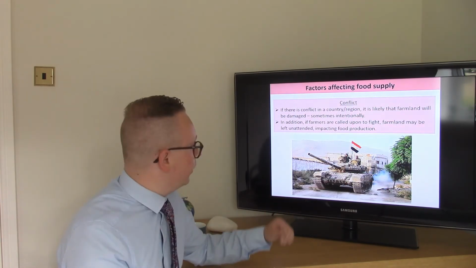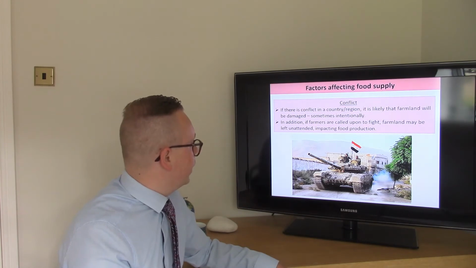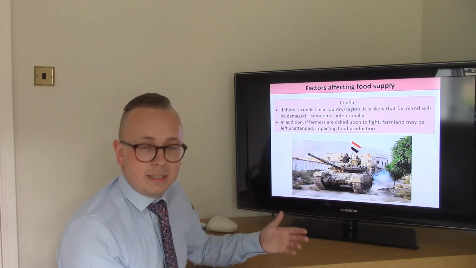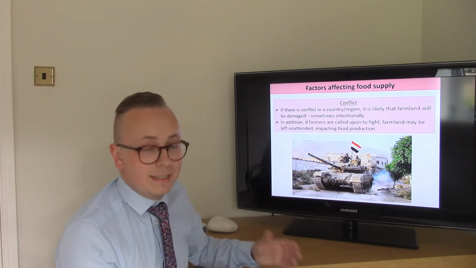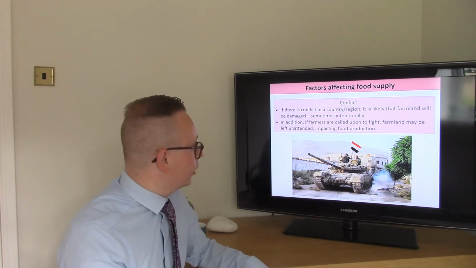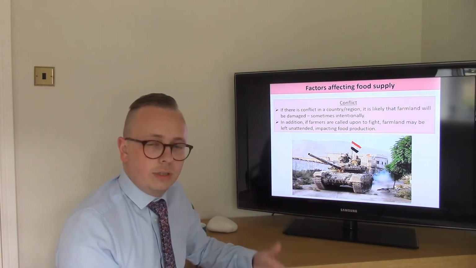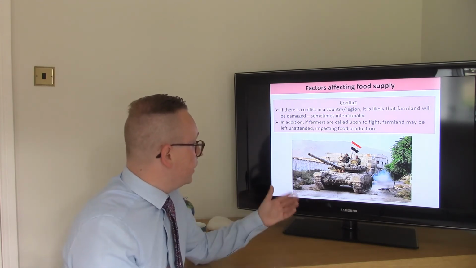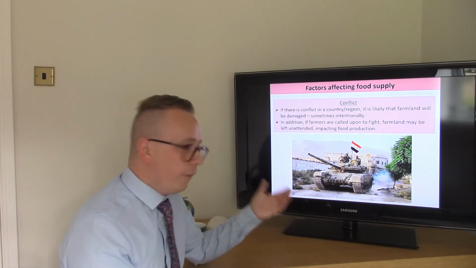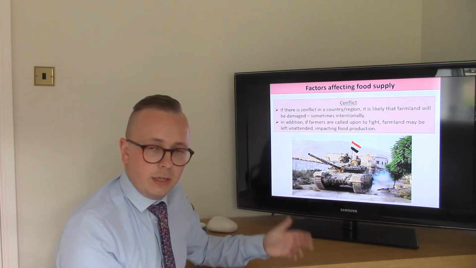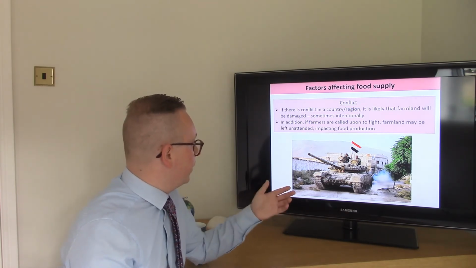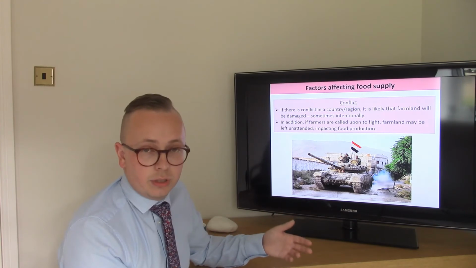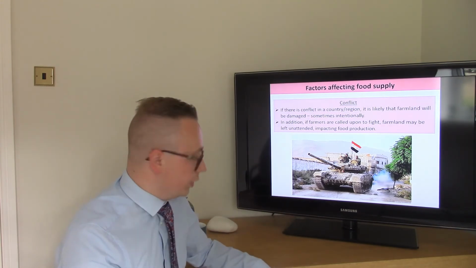Conflict, another one that can significantly impact food supply. First of all, the farmland itself could be damaged, sometimes intentionally as a war tactic in a conflict through fighting, so damage to land, damage to livestock, killing off of livestock. But in addition, if farmers themselves are called upon to fight in a conflict or needed in an uprising, a civil war, the farmland left unattended, you're going to have obviously significant lower food production in those years.